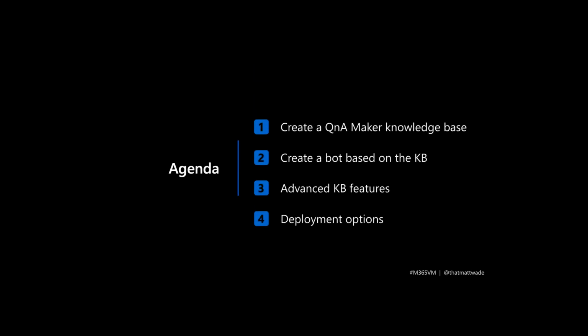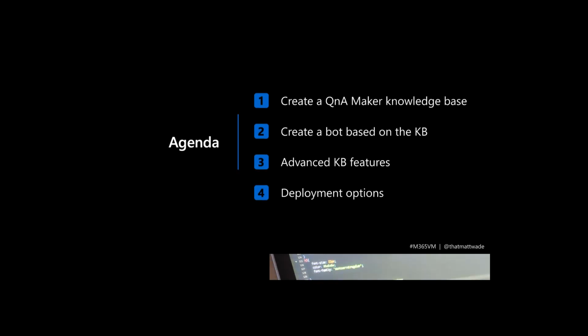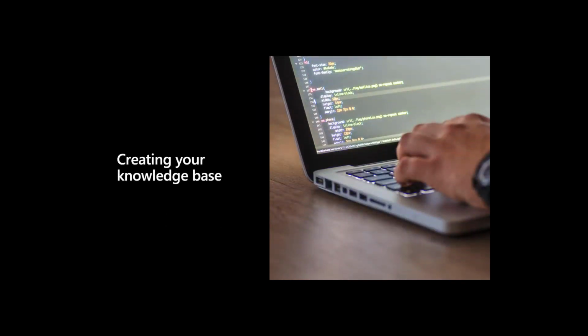So that's sort of the intro here. What we're going to do today during this session is we're going to create a Q&A Maker knowledge base. That's what the tools you create in Q&A Maker are called. Based on that KB, we're going to create a bot in Azure. We're going to jump into a couple more advanced features in the KB, and then we'll talk a little bit about deployment options. So first up, we're going to create that knowledge base.